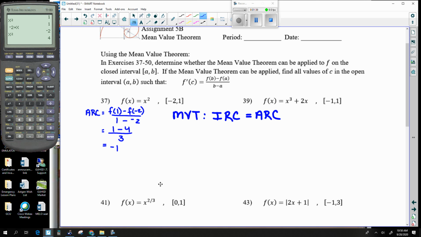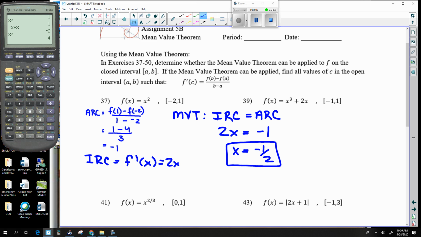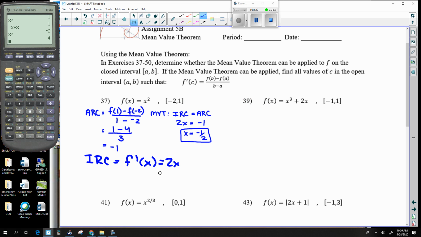Okay. Next comes the instantaneous rate of change, which is the derivative. So the derivative is 2x. So I have all the pieces. Now I can just go ahead and use the mean value theorem. So that says the instantaneous rate of change is equal to the average rate of change. And so the c value that would take place is negative 1/2. Notice how it's on the interval from negative 2 to 1. That is that c value that is somewhere in between a and b. I know I have it written as an x, but it's the c value.